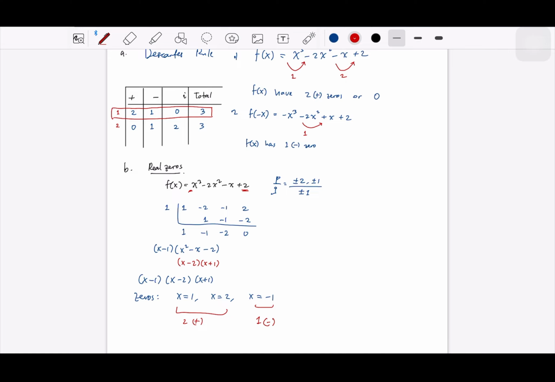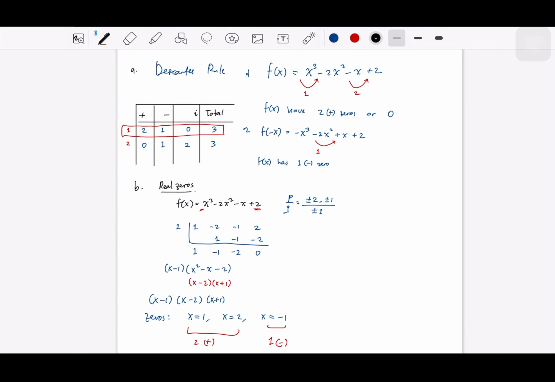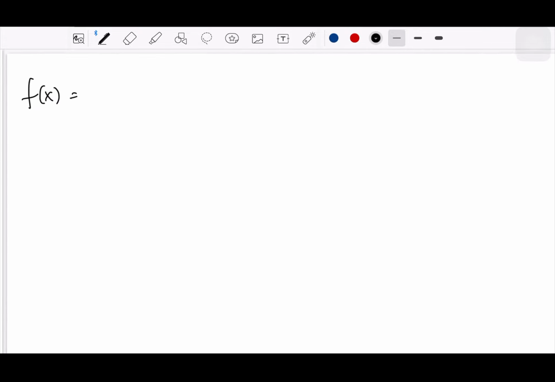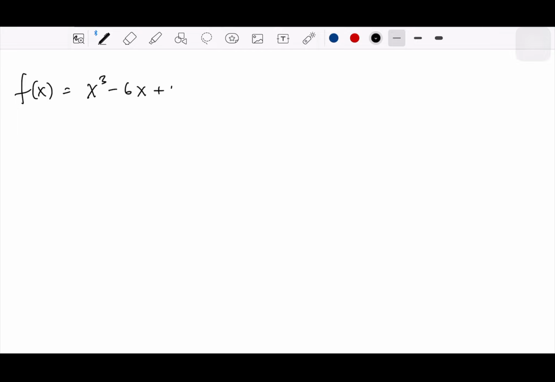Well, we could take another example if you would like to know more. Let's say we have another function. Let's take the function x cubed minus 6x squared plus 13x minus 10. Now, how many possible roots for all possible zeros?